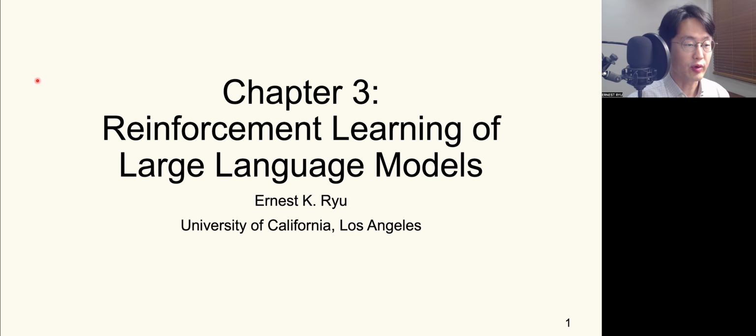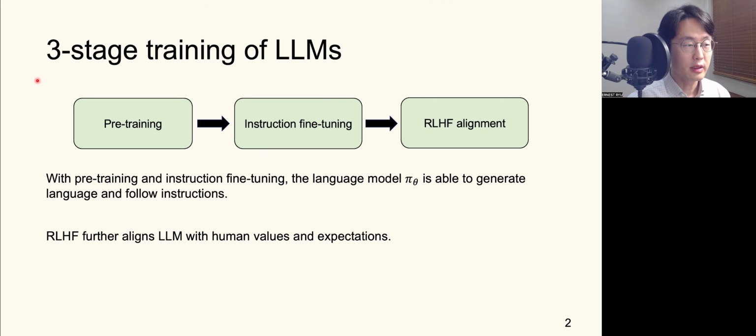Okay, let's start chapter 3, reinforcement learning of large language models. In chapter 2, we concluded with the discussion of the three-stage training of large language models. The first stage is the pre-training stage, the second stage is the instruction fine-tuning stage, and the third stage is the RLHF stage. When the pre-training and instruction fine-tuning stage is completed, we get a language model, which we'll denote as pi theta. The language model becomes capable of generating coherent language and is able to follow instructions well.